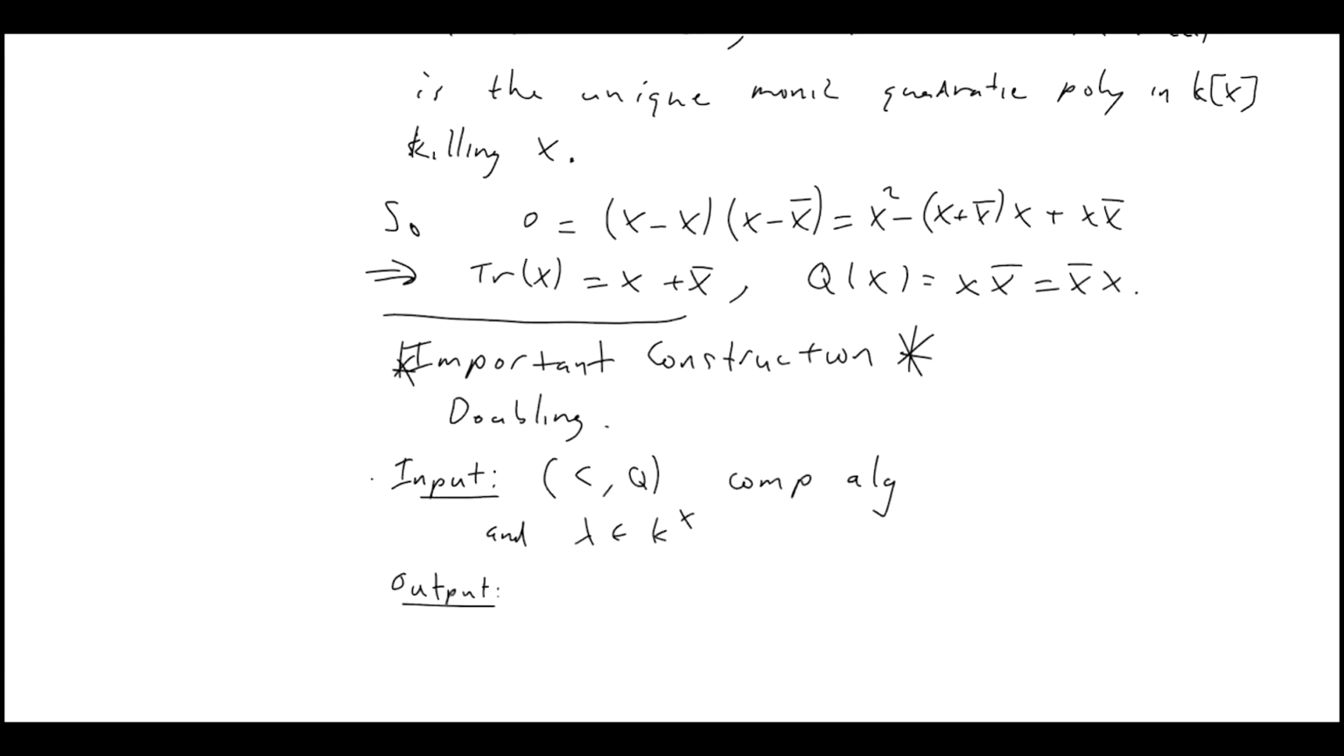Okay, and the output will be a K algebra. It's not always going to be a composition algebra. So let me just describe this K algebra. First off, I'll call this D, maybe I'll sometimes call this D of C comma lambda. Sometimes this is called the lambda double of C. And as a K module, this is just 2 copies of C.